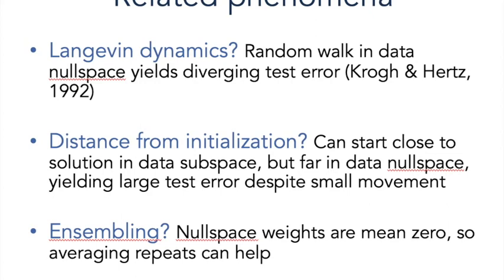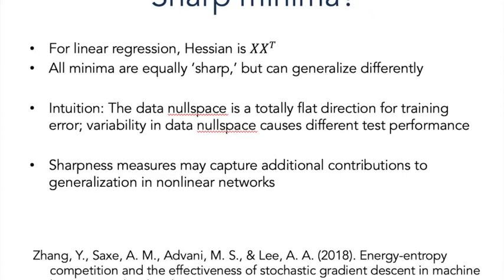And a final point that I find intriguing here is the question of whether sharp minima generalize well. Well, in linear regression, which is what we're talking about, the Hessian is just the input correlations. So what this means is that all of the minima are equally sharp, even though they could generalize very differently. And the intuition is that this frozen subspace is a totally flat direction for the training error. It's not about the training error. What you care about is the variability in the data null space, which can cause these different test performance measures.